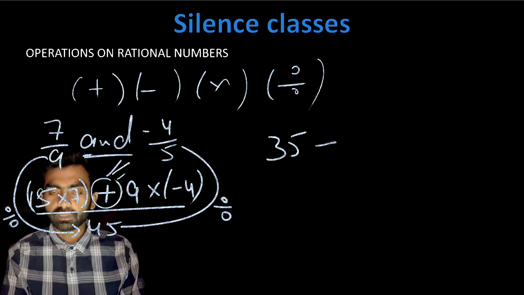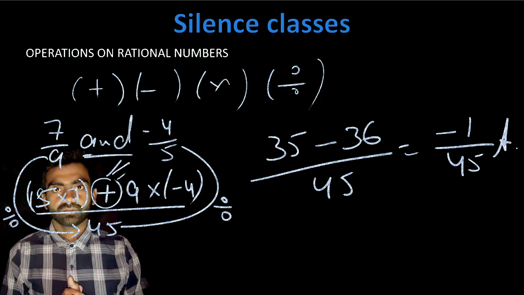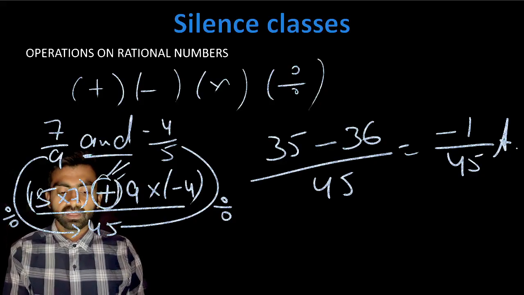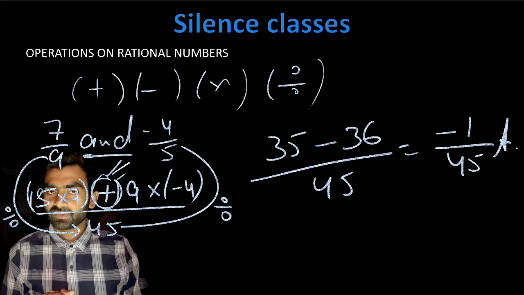So now we have to put the minus sign over here. Minus 36 upon 45, so it will become minus 1 upon 45 is the answer. I hope you guys understood how we have done it. You have to take the LCM first of all, and you have to remove and put the plus sign over there. And once you open the bracket, it will change the sign.